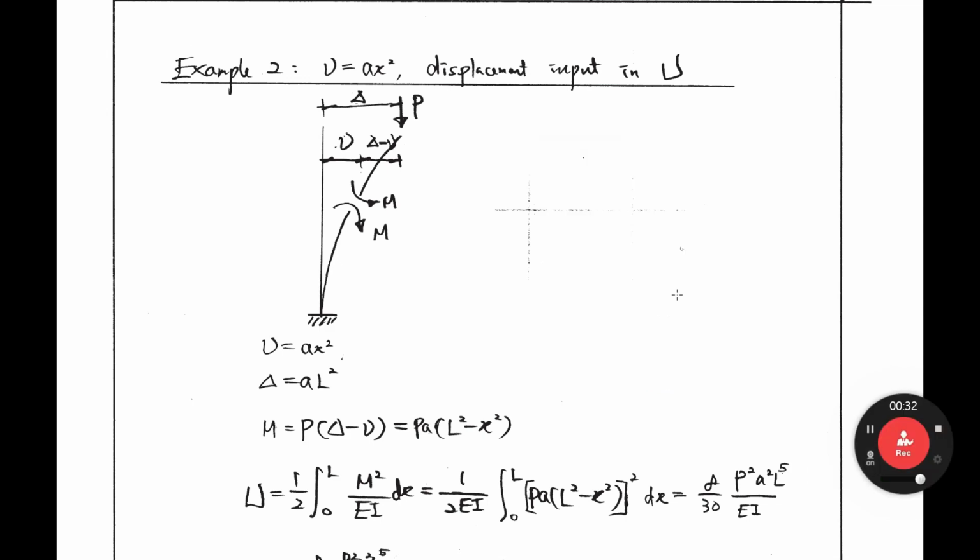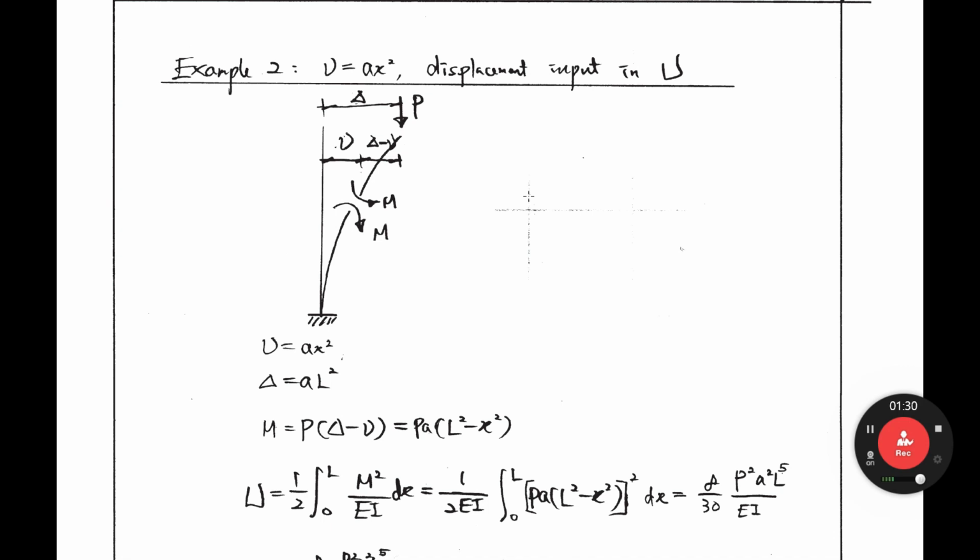Let's go through. If you remember, in the last lecture, I covered one example of a cantilever column. In that example 1, we had a somewhat considerable error. So in this example 2, I'd like to solve the same problem but in a somewhat different way.